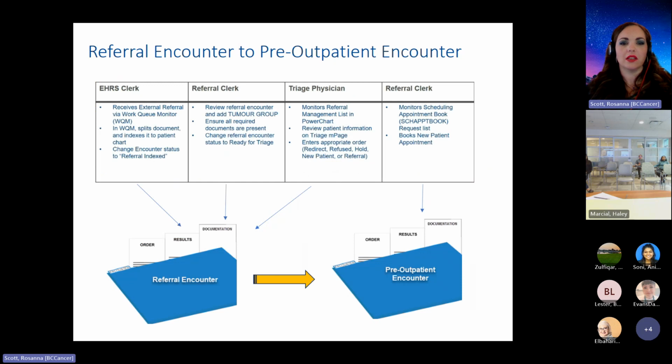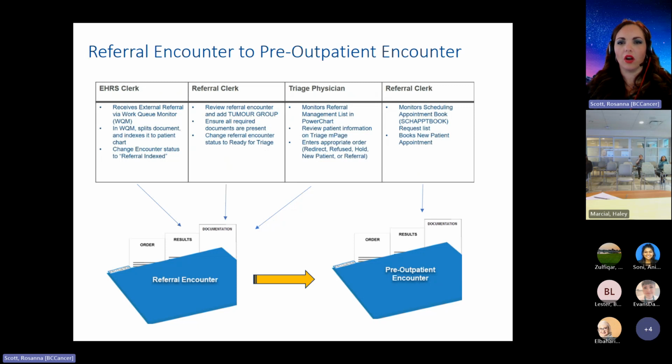So this is a little bit of a busy slide, but I'll just go through it briefly with you. So the referral encounter to the pre-outpatient encounter. So basically what happens is the clerk will receive a referral package through an application called WorkQ Monitor, and we'll index all those documents to the patient's chart, creating a referral encounter, okay? And this referral encounter will be used to review all the documentations and then change the status to ready to triage.